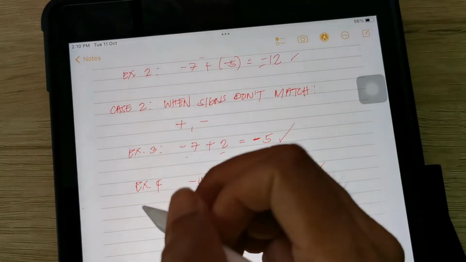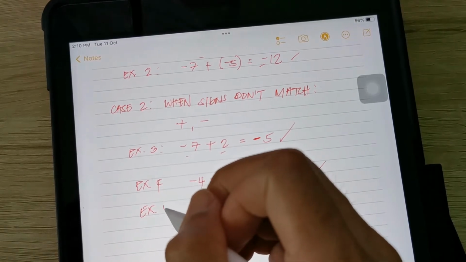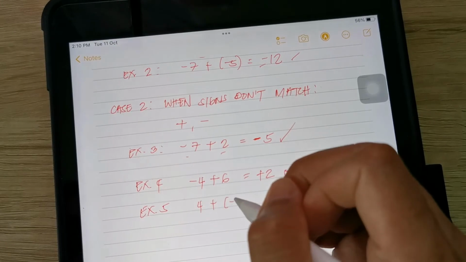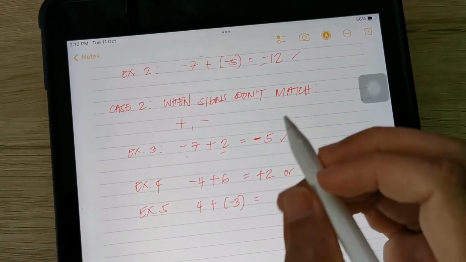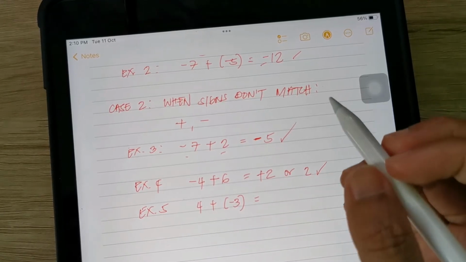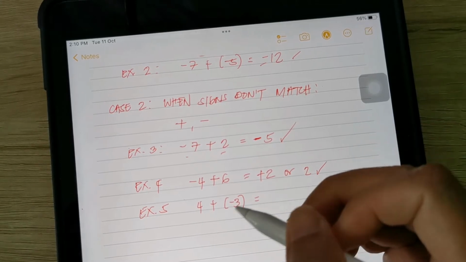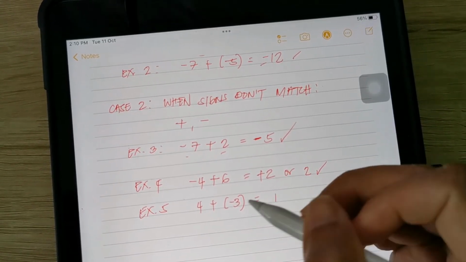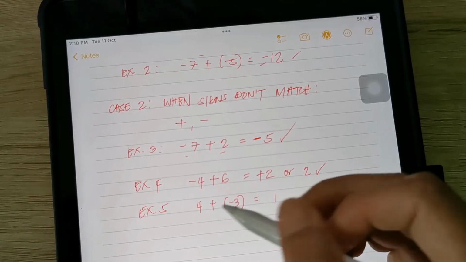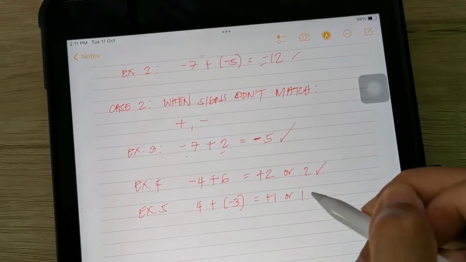Okay, let's have another example. Example number 5. 4 plus negative 3. Again, signs don't match. This is positive and this is negative. So pag ganun, isa-subtract natin sila. So, 4 minus 3 is 1. And then you copy the sign of the bigger number. Mas malaki ang 4 sa 3. So, this is positive 1 or just 1.